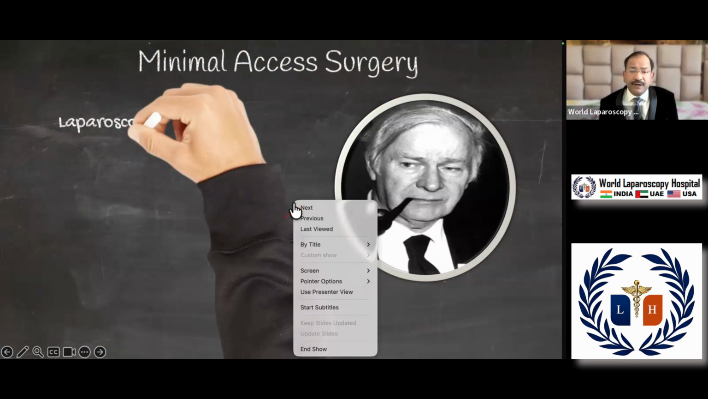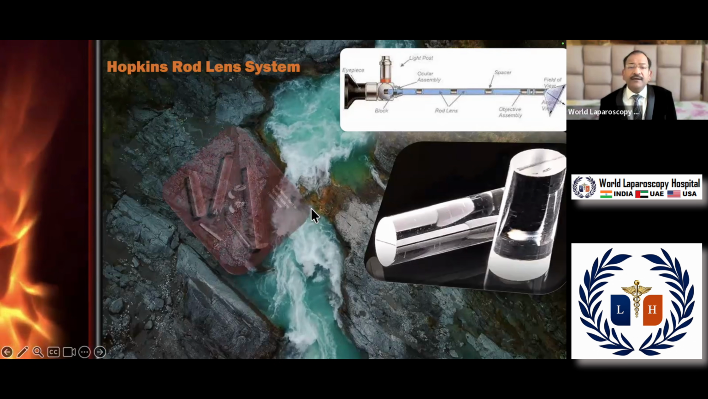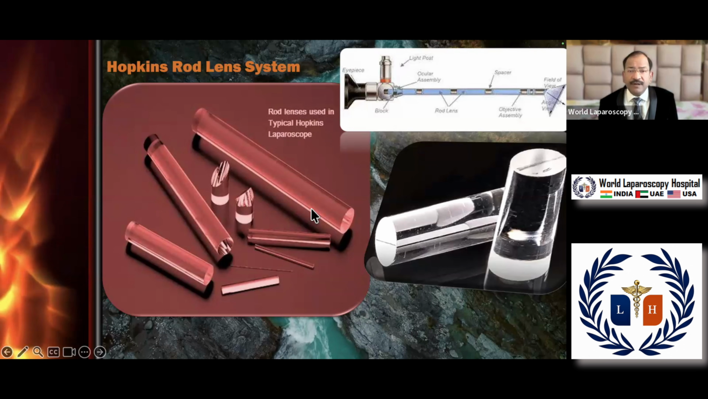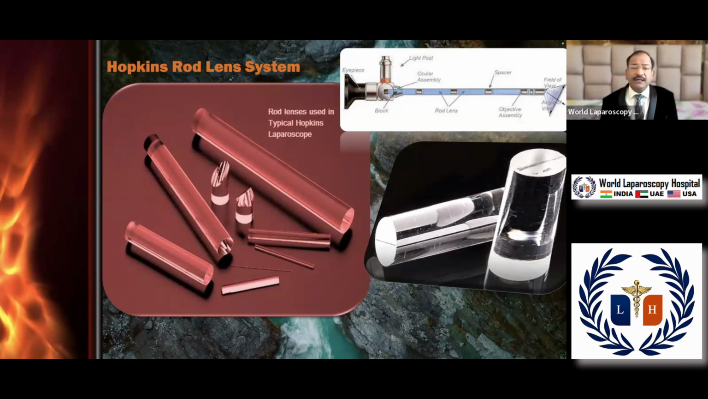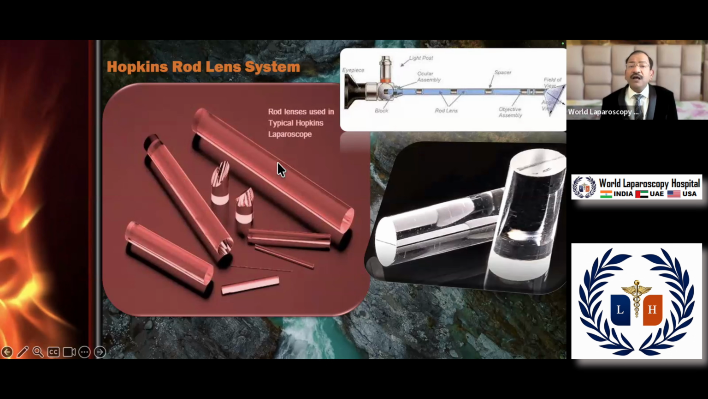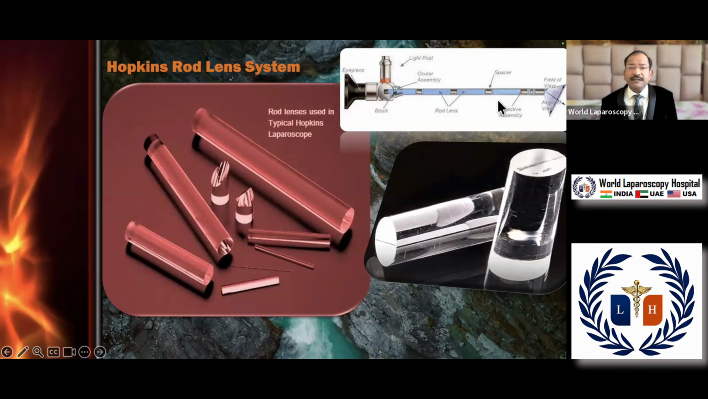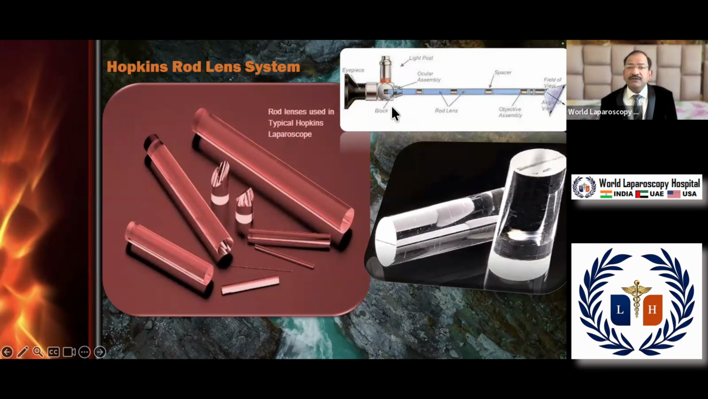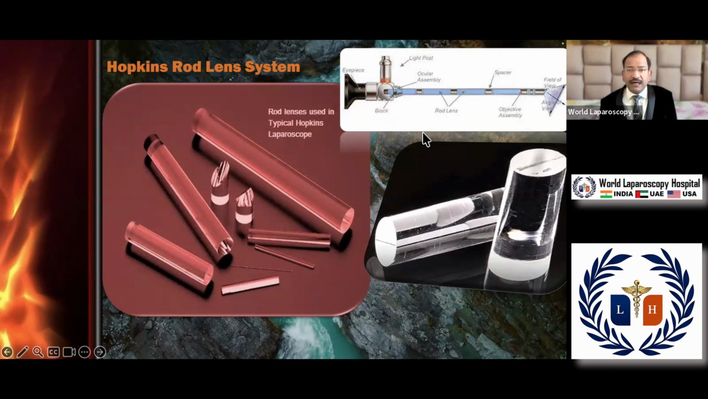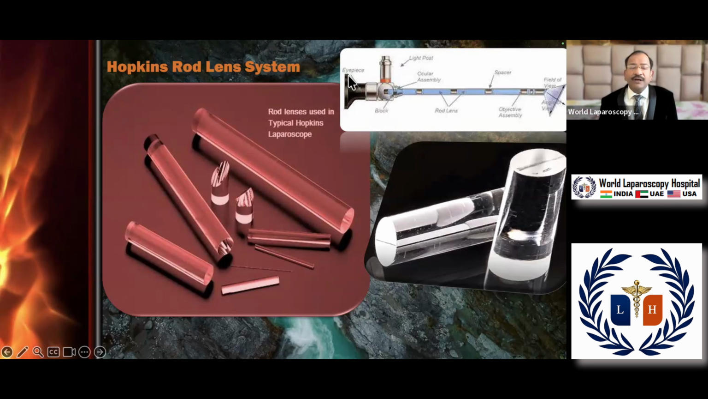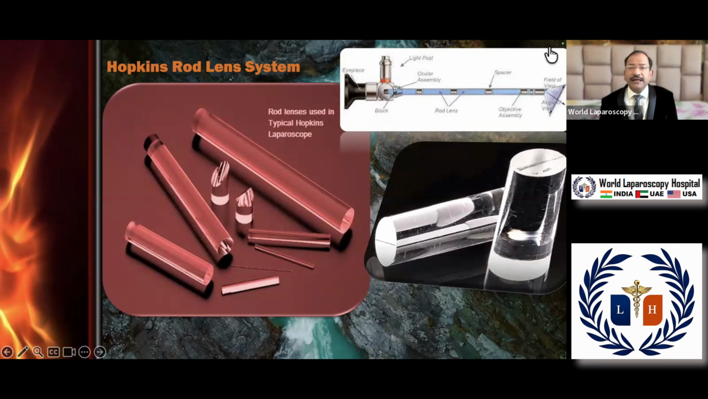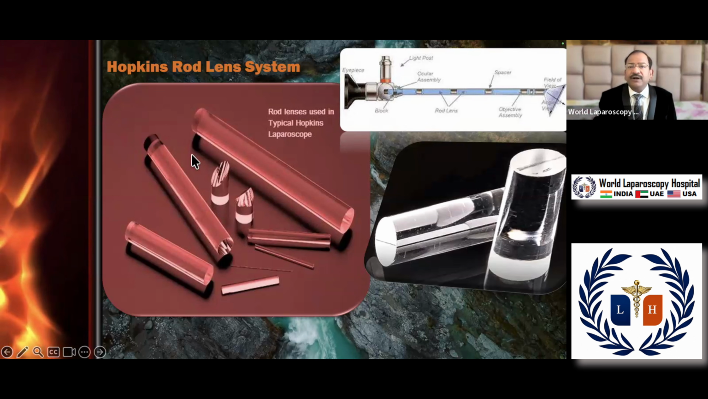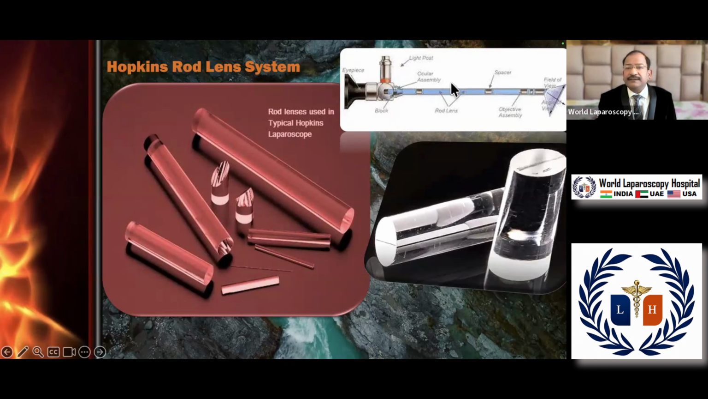It does not matter which company you are using; whichever telescope you buy, if you buy Stryker, Olympus, or Star, they all use this Hopkins rod lens system. In this you have one eyepiece where you can attach the camera, or you can see with the naked eye also. After that you have the objective lens, and in between you can see the rod lenses.